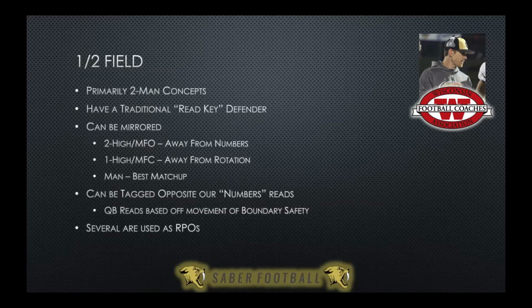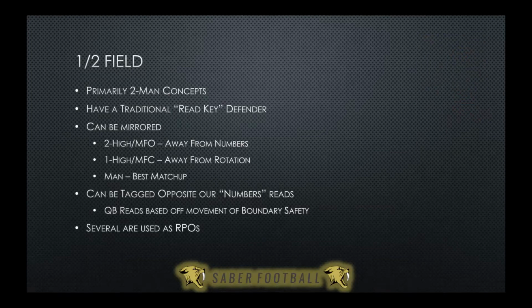And then we'll also attach these half-field reads to the backside of our numbers reads concepts, which I'll get to at the end of the presentation. So this is just where our QB is reading based off the movement of the boundary safety. And then lastly, several of these are used as our RPOs. So our slant seam, double slant, double hitches, that kind of stuff, they would all fall into this category as well, but we'd use them more so as RPOs versus true passing concepts.